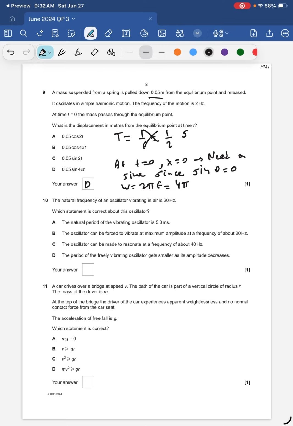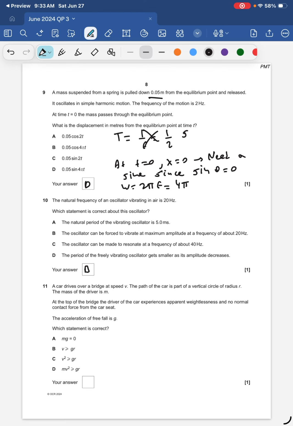The natural frequency of an oscillator vibrating in air is 20 Hz. Which statement is correct about this oscillator? So A, the natural period of the vibrating oscillator is 5 milliseconds, which is not correct, because it's 1 over 20, which is 0.05 seconds, so no. B, the oscillator can be forced to vibrate at maximum amplitude at the frequency of about 20 Hz. That's actually correct, so B is the correct answer. Then C says the oscillator can be made to resonate at the frequency of about 40 Hz. Wrong. And then D, the period of the freely vibrating oscillator gets smaller as its amplitude decreases. They didn't mention anything about damped oscillation, so no.